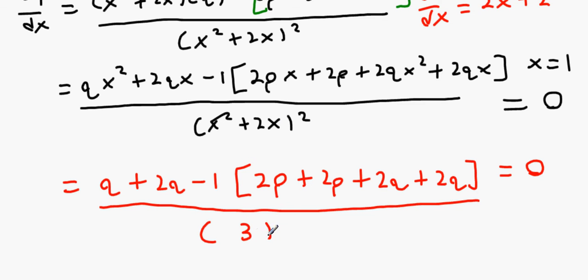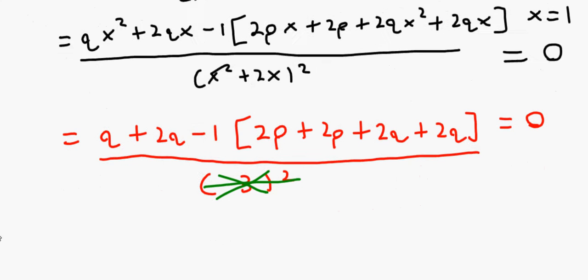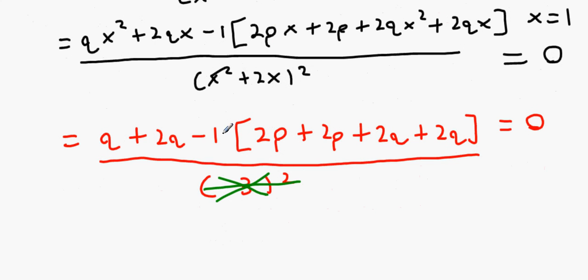Now, the 3 squared doesn't matter in this question because any number divided by another number, when that equals 0, it means the numerator, which is the number above the line, is 0, not the denominator. So the denominator in this question is irrelevant. Okay? So with this in mind, what we can do now is tidy up the question.